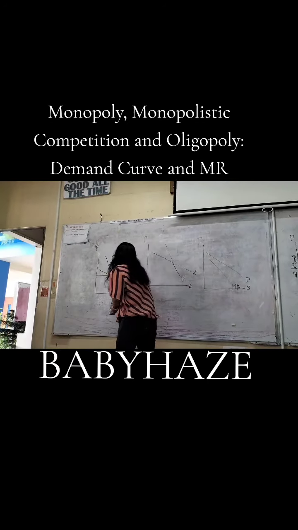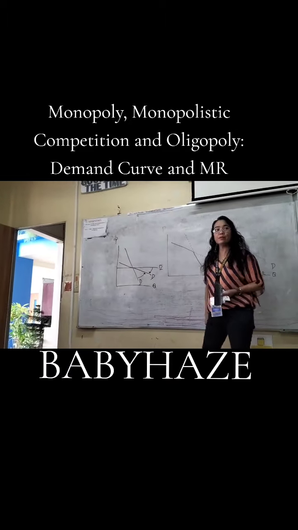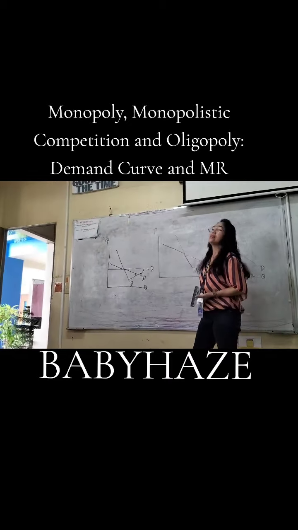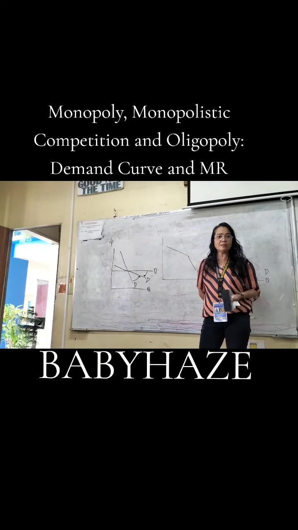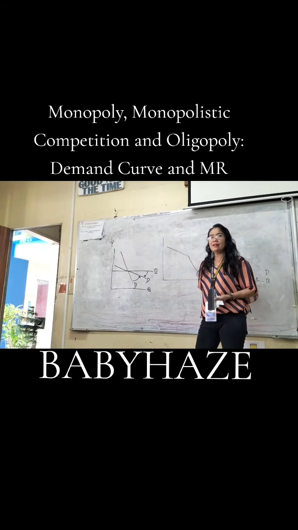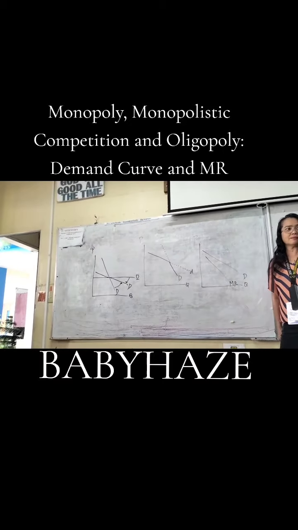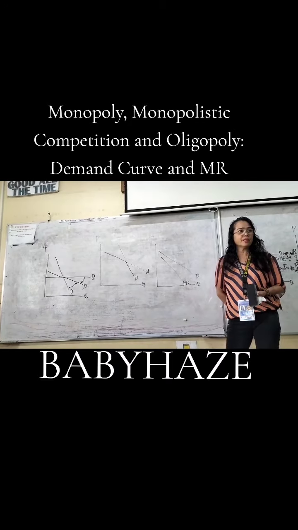It may move down, and then the demand curve of monopoly may move up, and they're meeting halfway. Because when we say monopolistic competition, it is a combination of pure competition and monopoly. That's why the demand curve is highly elastic, with the presence of competition and with the presence of monopoly.